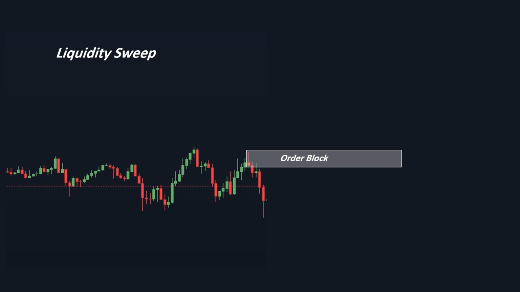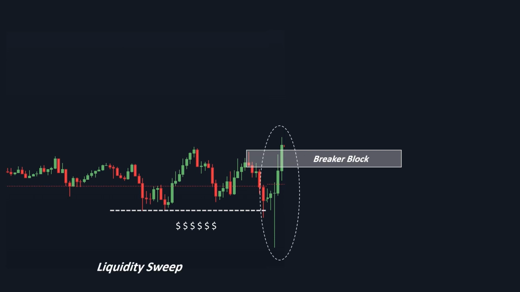Following a liquidity sweep, we expect the price to quickly return to the range of the most recent swing low or swing high. A liquidity sweep can be identified by a candle with a long wick or body, followed by a sharp price movement that results in a market structure shift.